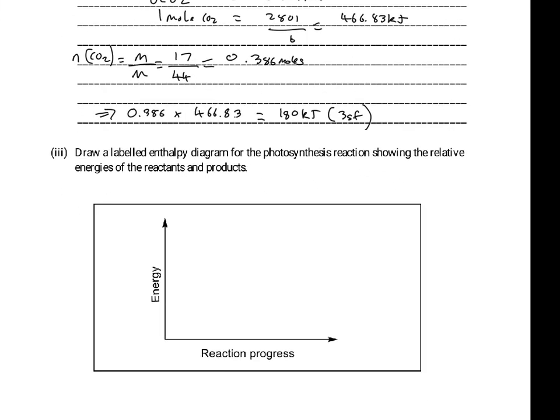Alright, number 3, draw a labeled enthalpy diagram for the photosynthesis reaction showing the relative energies of reactants and products. So because it's an endothermic reaction, the energy of the reactants is going to be less than the energy of the products, because it has to absorb energy to turn into the products. And the difference between the two bars is your enthalpy of reaction. Now, to be safe, instead of just writing reactants and products, you should actually write CO2 and water, and then up here, glucose plus oxygen.